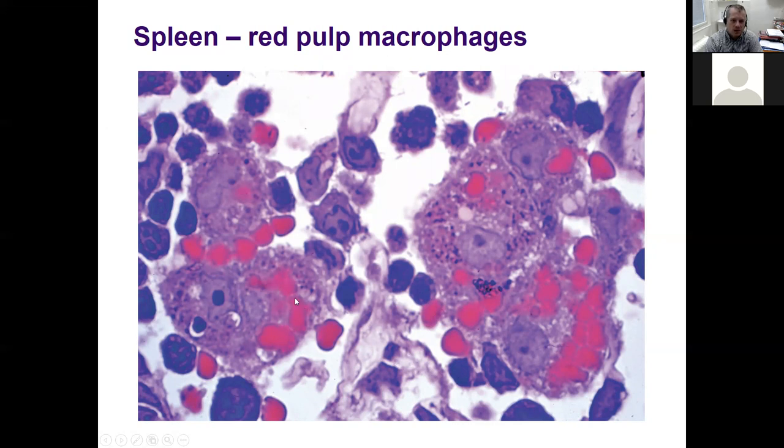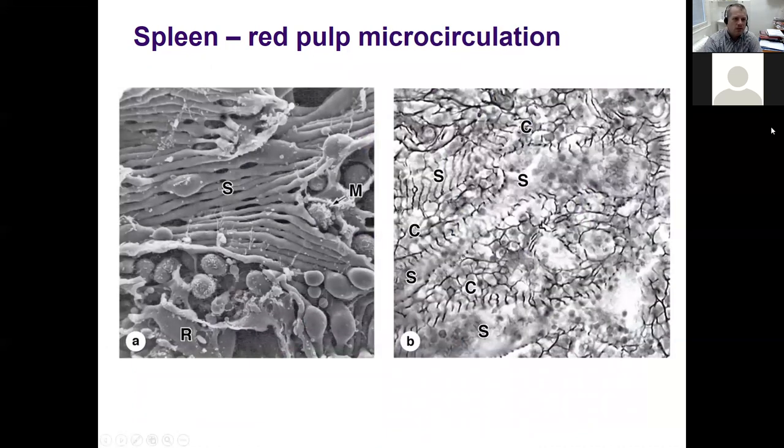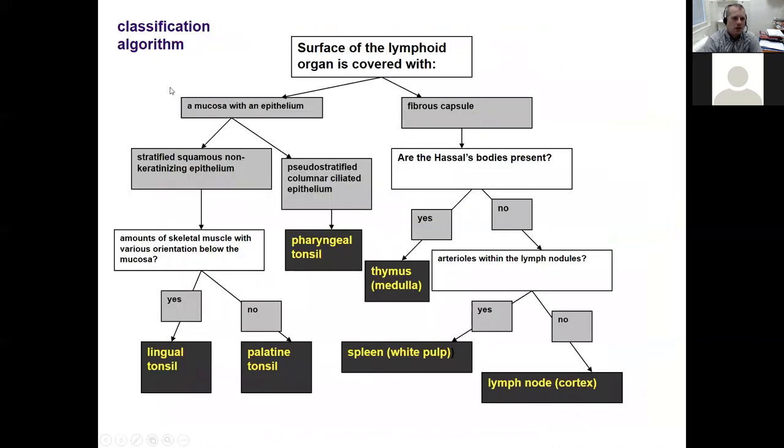And you can see a couple of macrophages with the phagocytized erythrocytes inside. So they will decompose the hemoglobin into the heme group and into the globin protein structure. And the heme will be recycled in the liver, because you know from anatomy that the splenic vein is a tributary to the portal vein that carries the blood into the liver. And here is a scanning electron microscopy image that shows the openings in the walls of the sinusoids through which the red blood cells need to enter the bloodstream again. This is a classification algorithm I've already explained at the beginning.